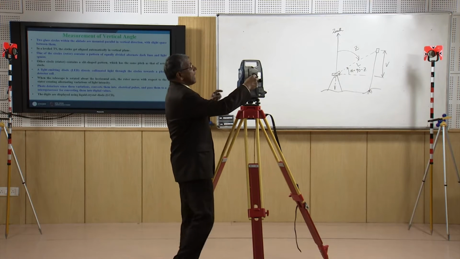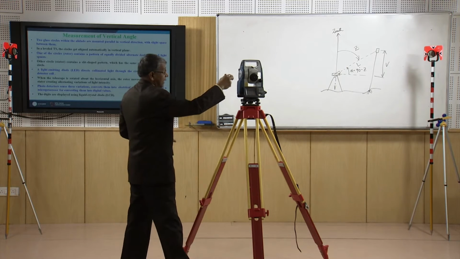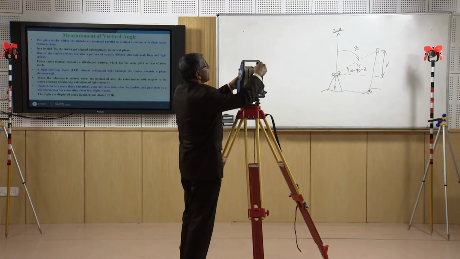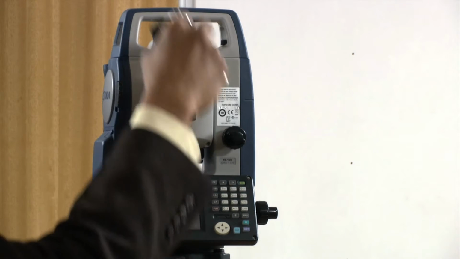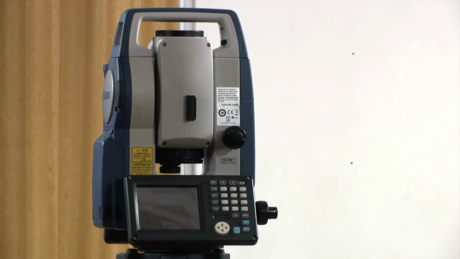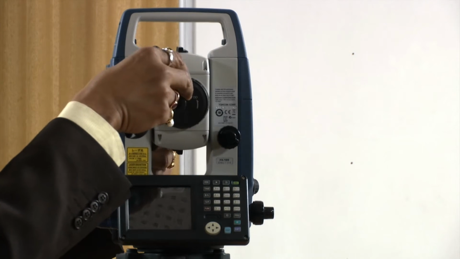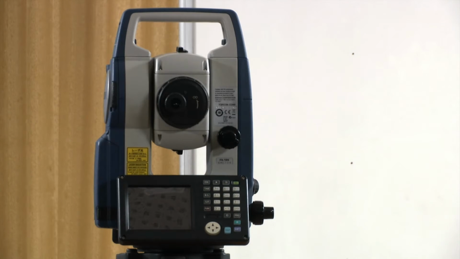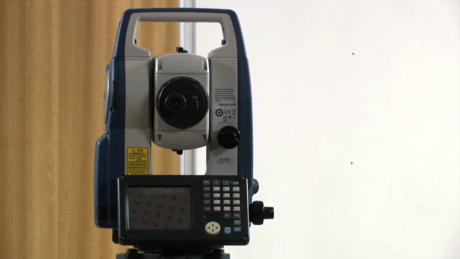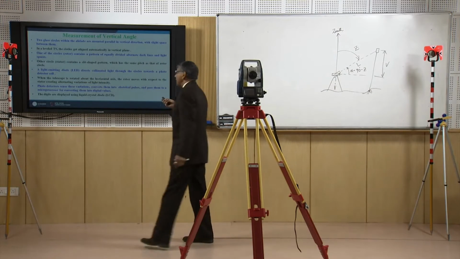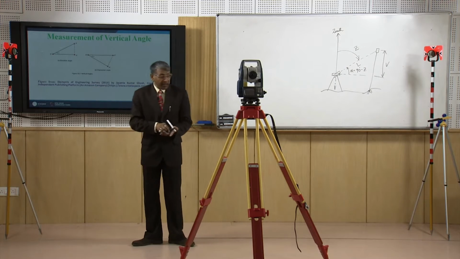If we make it perfectly horizontal, and we point the telescope perfectly towards the zenith direction, then we will get the zenith angle 0. And when we make the axis of the telescope perfectly horizontal, then we will get the zenith angle 90 degrees. In this way we get the vertical angles, but the vertical angle may be of two types.